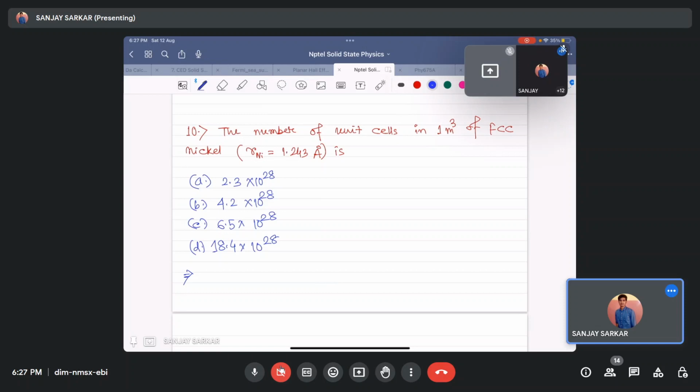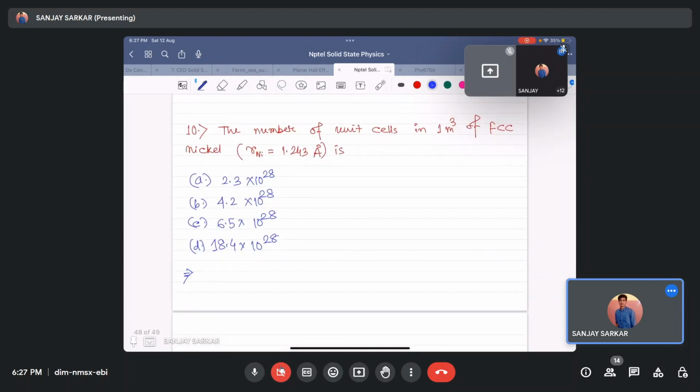So I think what you have calculated is right. Option A is correct. How you calculate: the number of unit cells in 1 meter cube of FCC. So you know this is FCC structure, so in FCC structure, they are connected through the face.